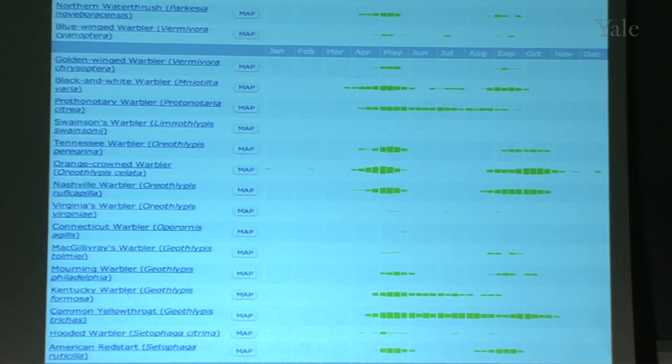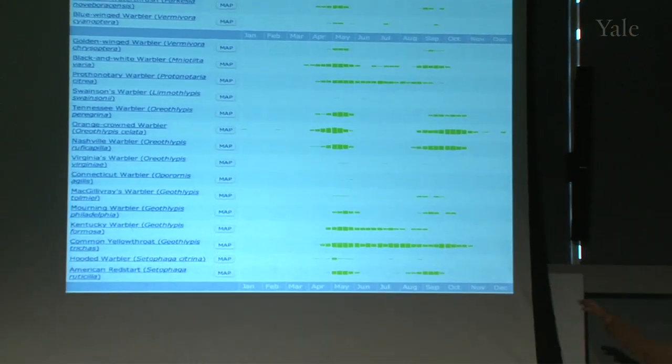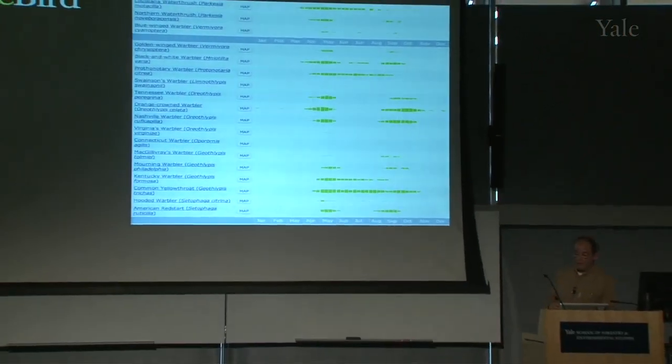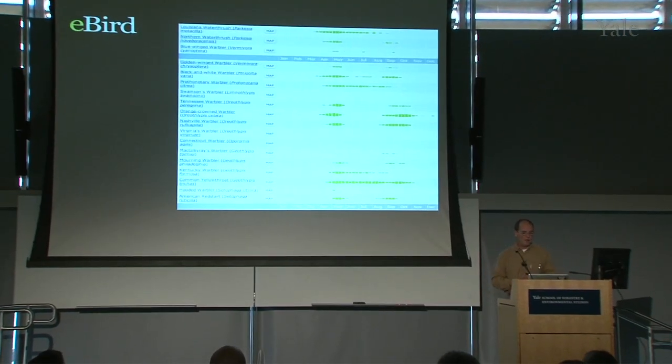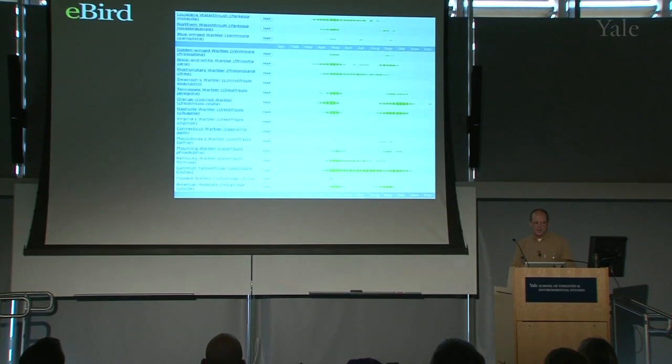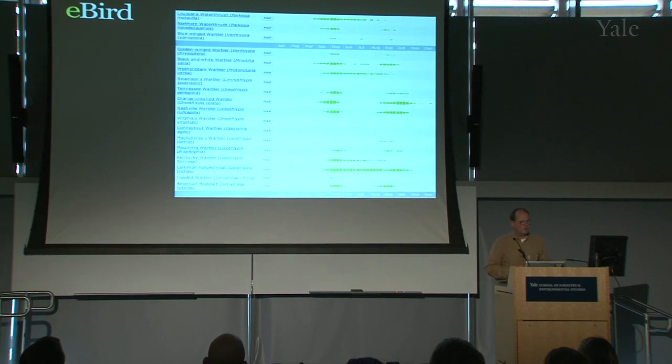More importantly, though, these kinds of seasonal patterns and occurrence are used by land managers, particularly during migration, to establish water levels for waterfowl when they move through, and then lowering water levels when shorebirds come through.